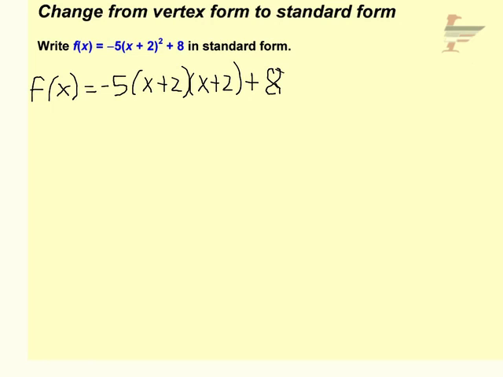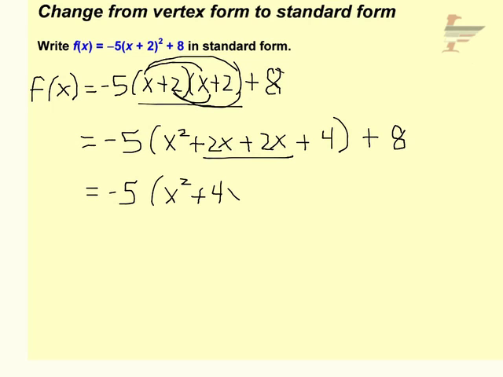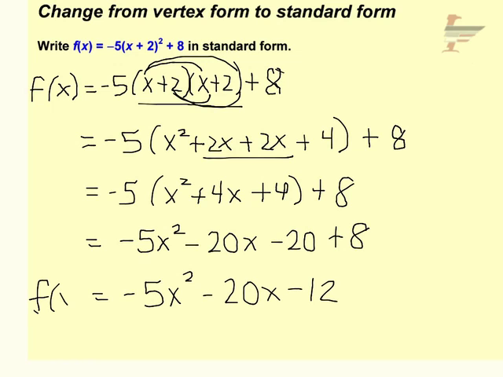All right, so I'm going to FOIL this out first, like I did on the last video. So x times x is x squared, outer is 2x, inner is 2x, last terms are 4. And then after I combine my like terms, 2x plus 2x is 4x. I can distribute the negative 5 through first because that's order of operations. And then I can add that 8. So I get negative 12. And that is my vertex form equation transformed to standard form.